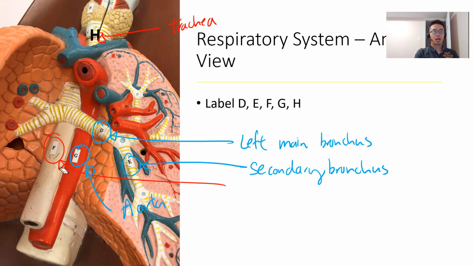Okay, back to F. Come on, someone must know what F is. It's in front of the aorta, and it's behind the trachea. What do you think that is? Esophagus. That's right. That's the esophagus. If you didn't know before, now you do. I think that's everything.